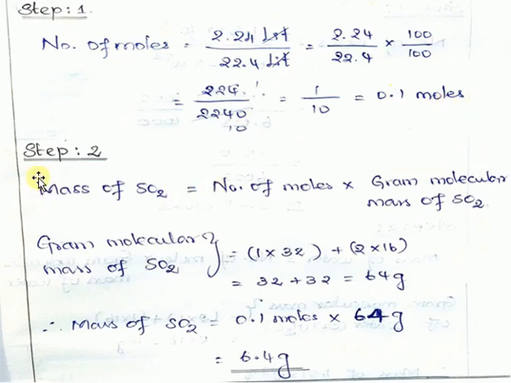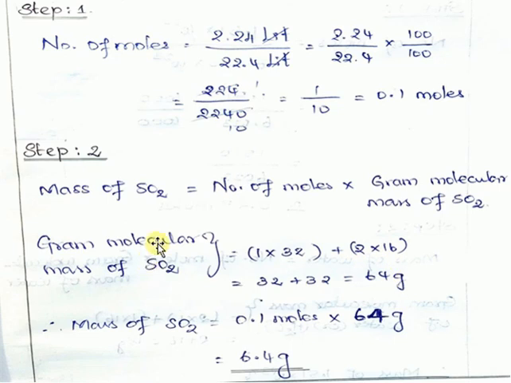So mass of sulfur dioxide is equal to number of moles into gram molecular mass of sulfur dioxide. We calculated the number of moles: 0.1 moles. Now we don't know the gram molecular mass, so we'll calculate it first. So the gram molecular mass of sulfur dioxide is equal to, how many sulfur do we have? Only 1 here. So 1 into atomic mass of sulfur, which is 32, plus how many oxygen do we have? 2. So 2 into 16. So the answer is 1 into 32, 32, plus 2 into 16, 32. The answer is 64 grams.